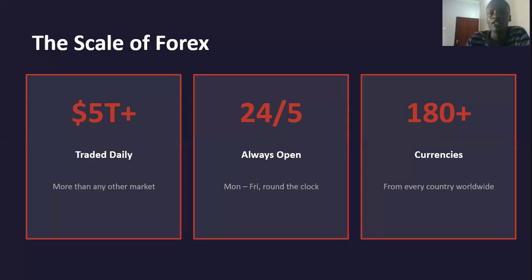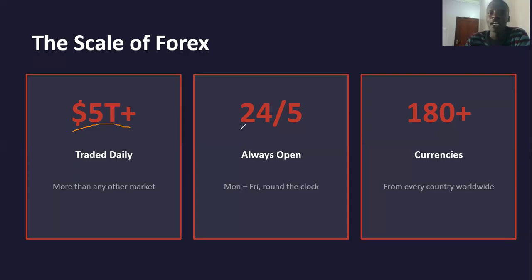Then on the scale of Forex, within the Forex market, about 5 trillion and above is traded daily. That's why it's considered one of the largest global markets, because in a day about 5 trillion and above is generated due to the various market participants, as I was able to tell you, with the retail traders, the big boys, the institutional traders, and many other market participants.